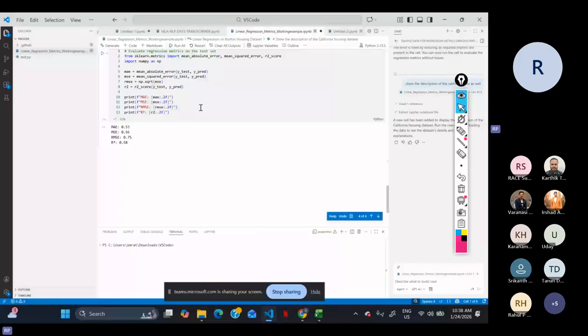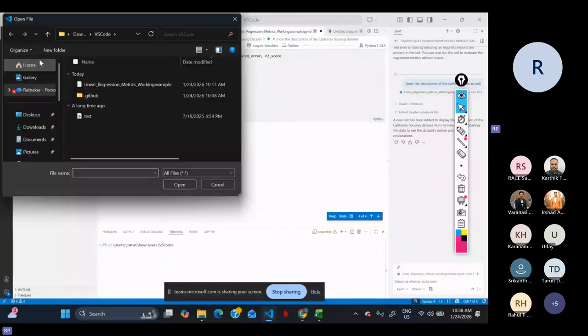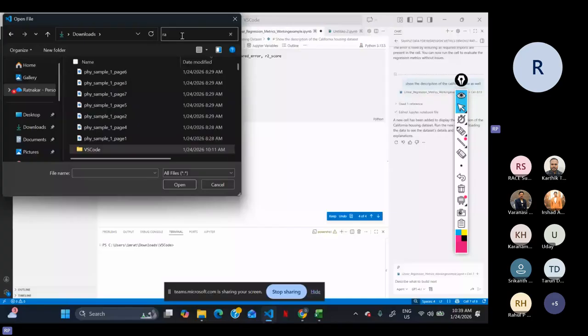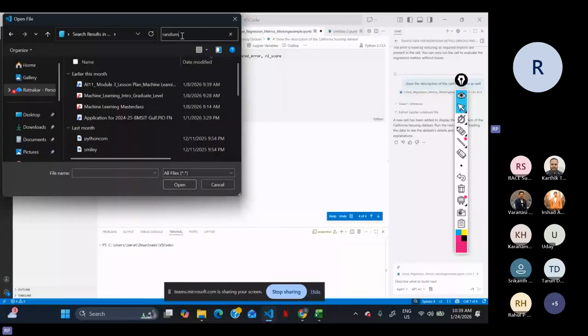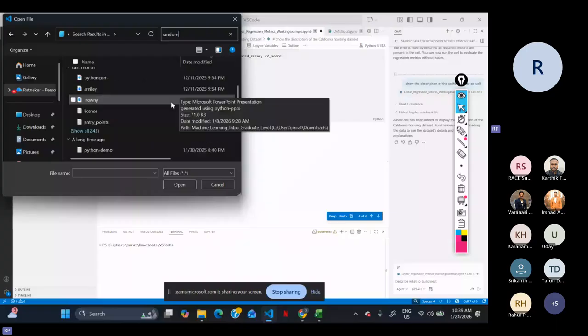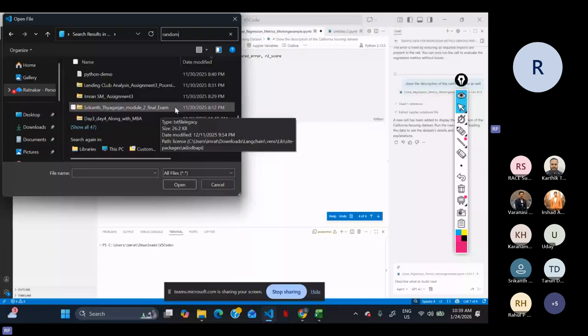For linear regression, this is the cost function J of theta 0, theta 1. I am talking about simple linear regression: 1 by 2m, summation i equal to 1 to m, and this is y i.